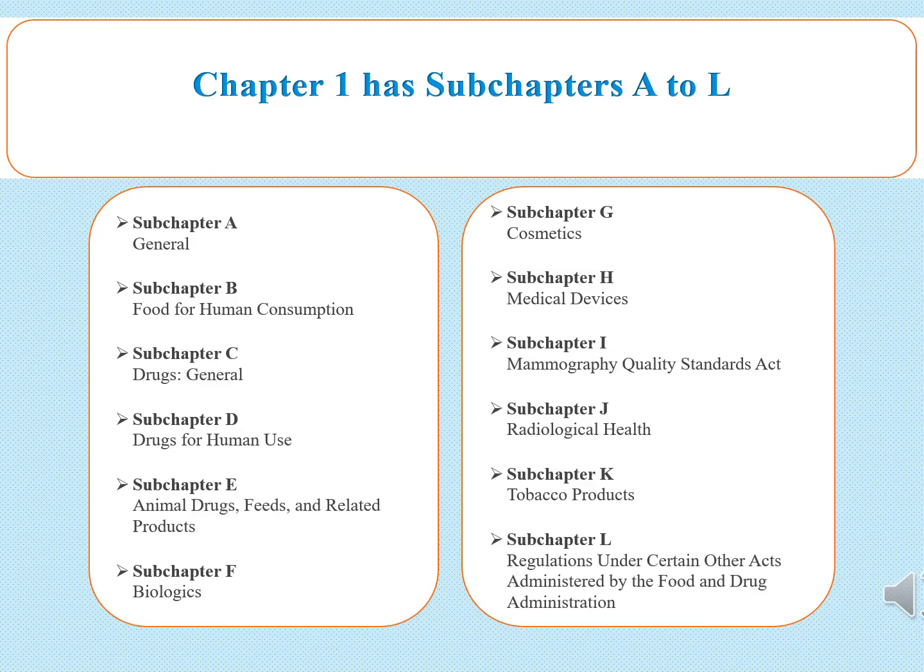Subchapter C Drugs, General. Subchapter D Drugs for Human Use. Subchapter E Animal Drugs, Feeds, and Related Products. Subchapter F Biologics. Subchapter G Cosmetics. Subchapter H Medical Devices. Subchapter I Mammography Quality Standards Act. Subchapter J Radiological Health. Subchapter K Tobacco Products. Subchapter L Regulations under certain other acts administered by the Food and Drug Administration.